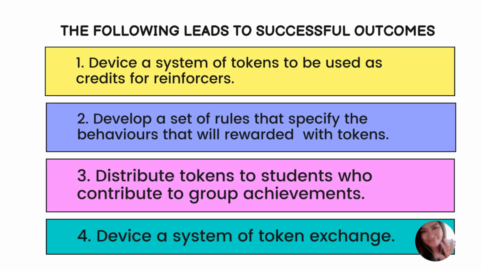Application of the following usually leads to successful outcomes. Number one, devise a system of tokens to be used as credits for reinforcers. The teacher should choose a set of tokens that has appeal to the class group. Most give stamps, stickers, or check marks that can be exchanged for material reinforcers or privileges at a later time. If the group reinforcement system is being used, then it is good practice to display the cumulative points gained by a team in a place where all can see.